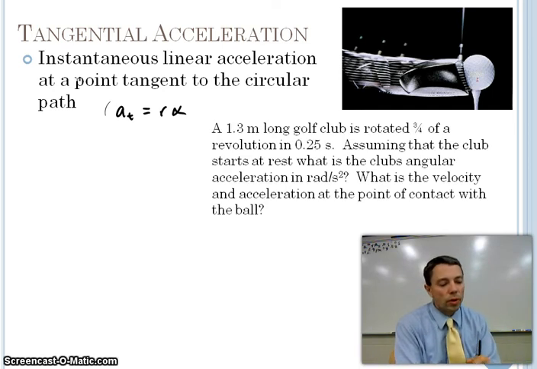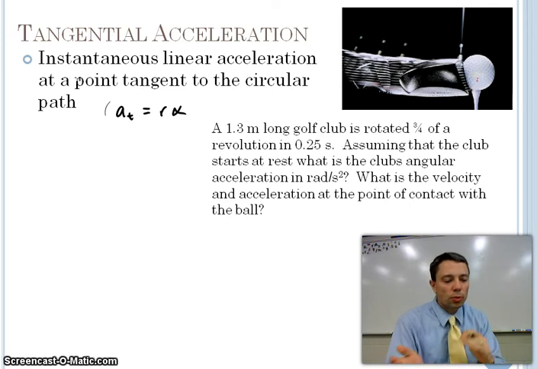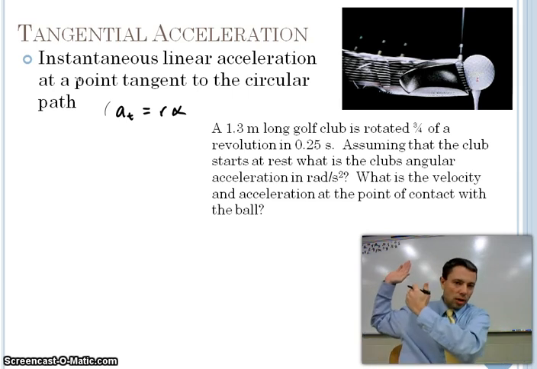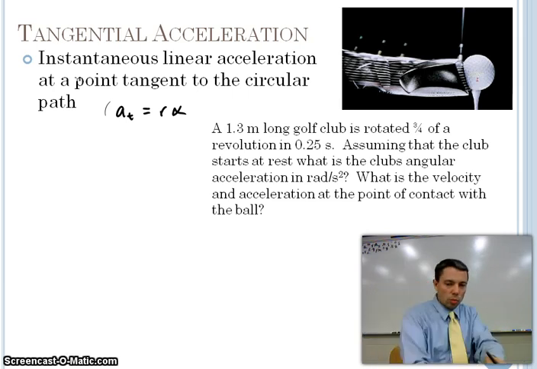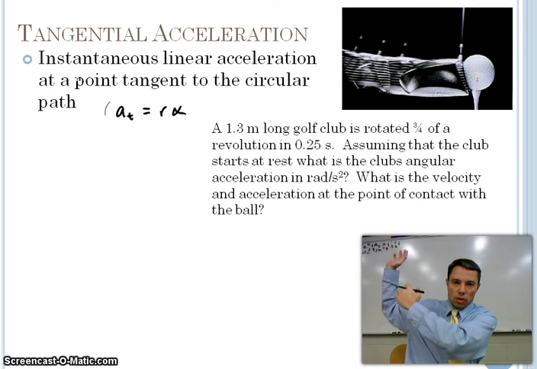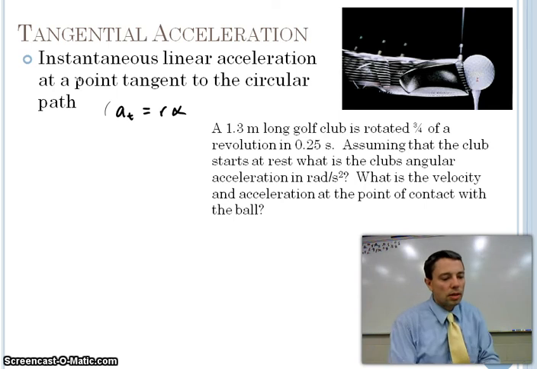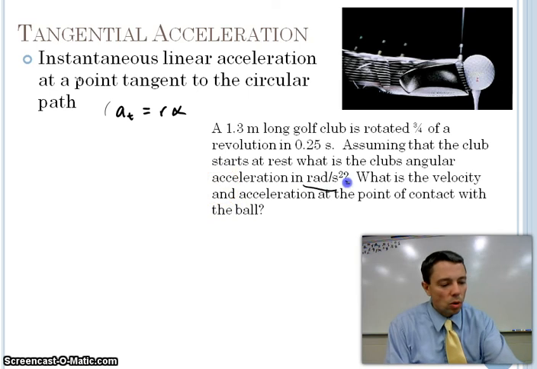If we have a 1.3 meter long golf club, it's rotating through 3/4 of a revolution in 0.25 seconds. We're going to assume that the club head starts at rest on the backswing. In other words, we bring it back, we pause up there, so there's 0 initial angular velocity. We come through and we accelerate down, and what we want to find is our angular acceleration, so that's something we're looking for.